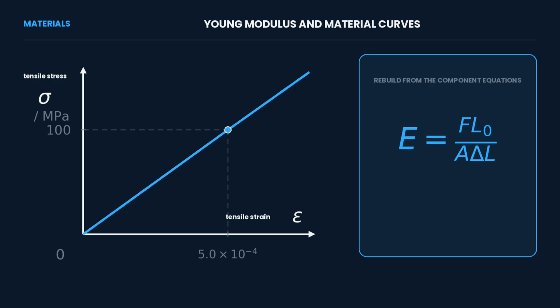Substitution gives a Young modulus equals FL₀ divided by AΔL. The AQA datasheet gives the component equations, so rebuild this form rather than trying to memorise a fourth equation.